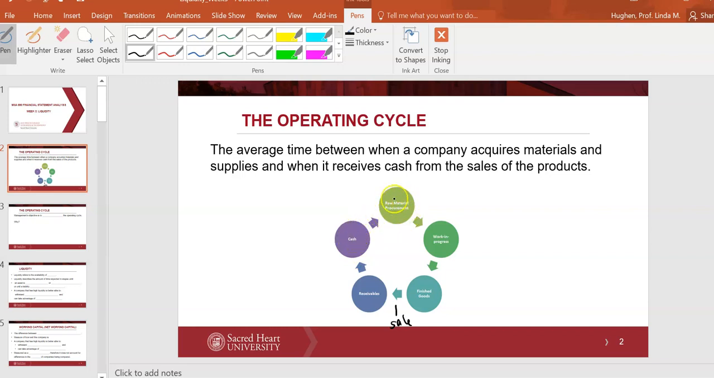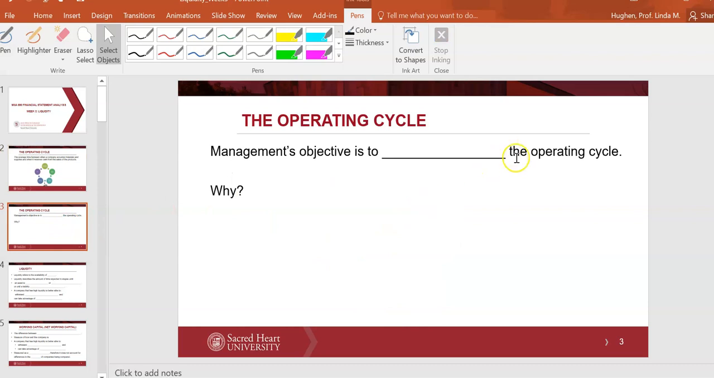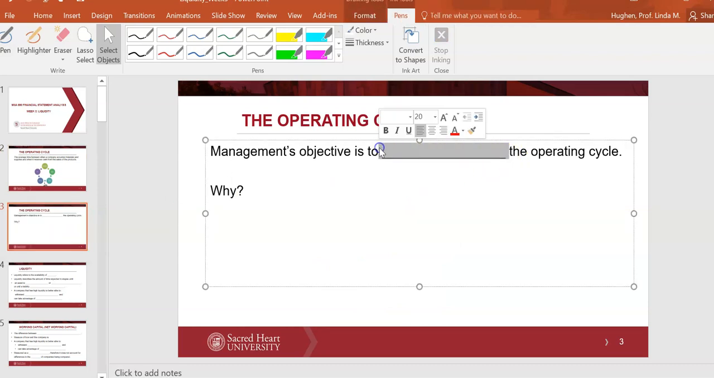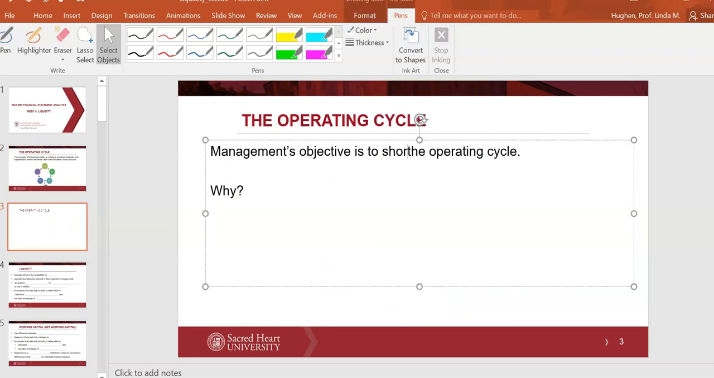If those raw materials had been purchased on account, some of that cash is used to repay those accounts payable. So when we're talking about the operating cycle, we're talking about the current assets, cash, accounts receivable, and inventory, and the current liabilities, accounts payable, and perhaps accrued liabilities, including salaries and wages payable and utilities payable. Management's objective is to shorten the operating cycle.